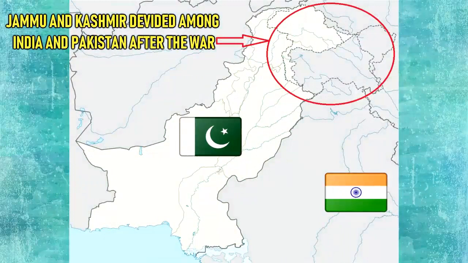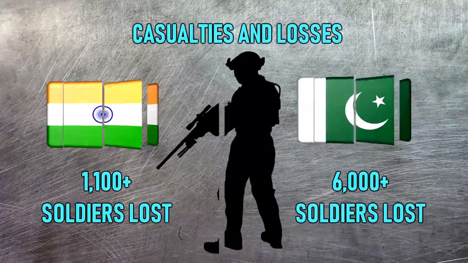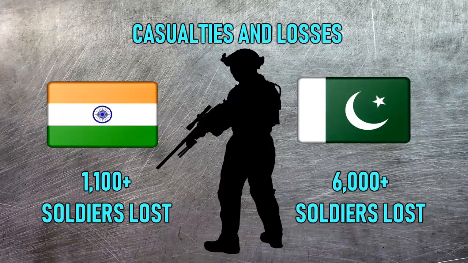Territorial changes. UN ceasefire line of 1949 later becomes line of control after the Simla Agreement of 1972. Pakistan controls roughly a third of Kashmir, whereas India controls the rest: Kashmir Valley, Jammu and Ladakh. Casualties and losses. India 1,100 plus soldiers killed. Pakistan 6,000 plus soldiers killed.